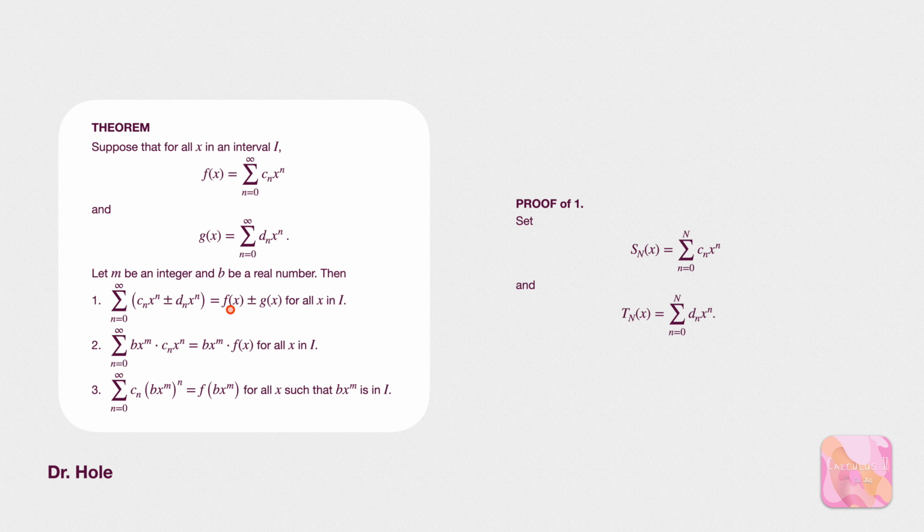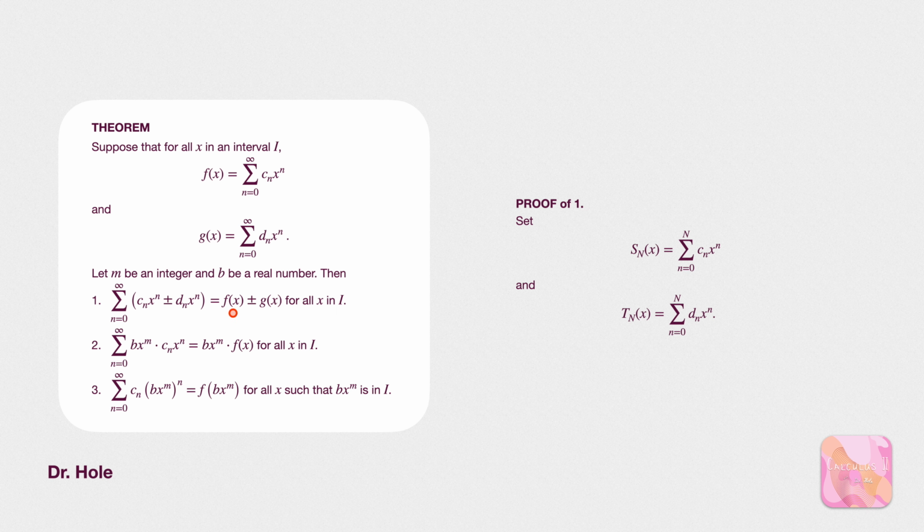Let's consider this right-hand side, f plus g or f minus g, either one. F is given by a power series in c's, g is given by a power series in d's. These are power series, so they're infinite series. Let's do nth partial sums of each of them. Use capital S as the nth partial sum for the f. Use capital T as the nth partial sum for the g's.